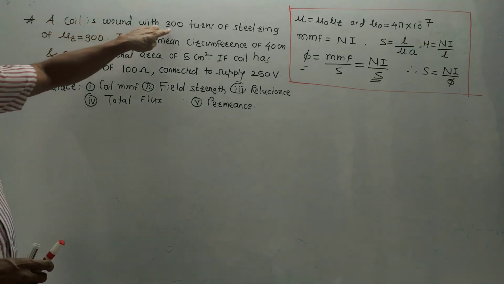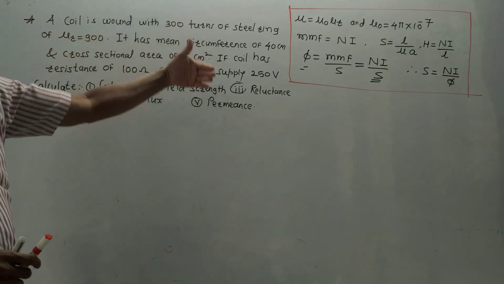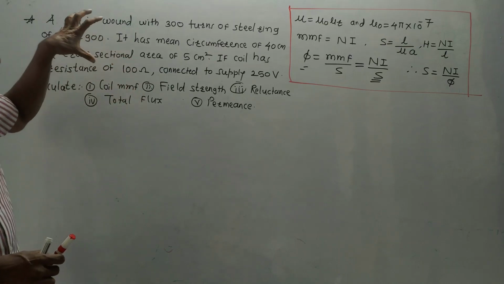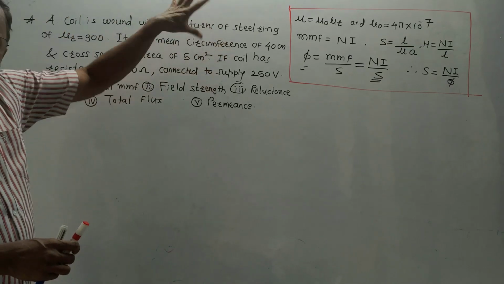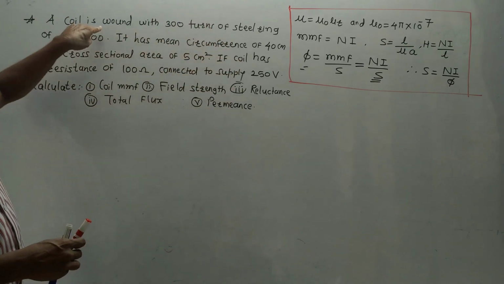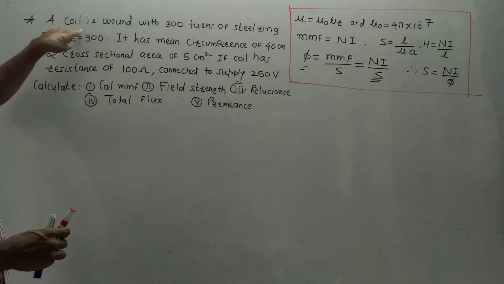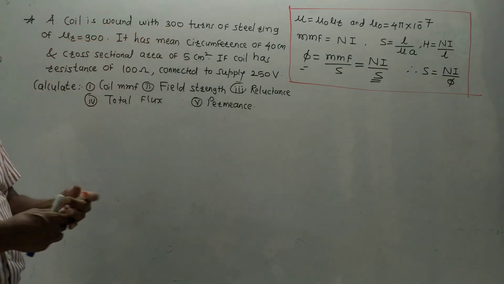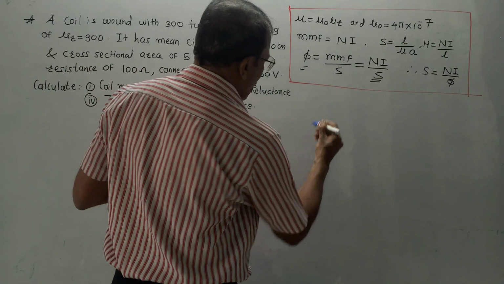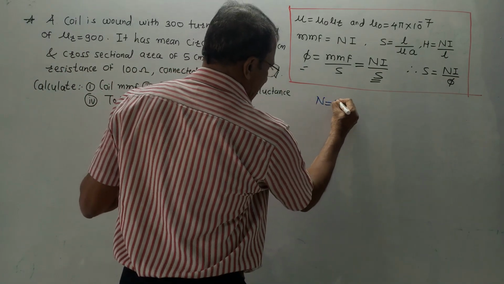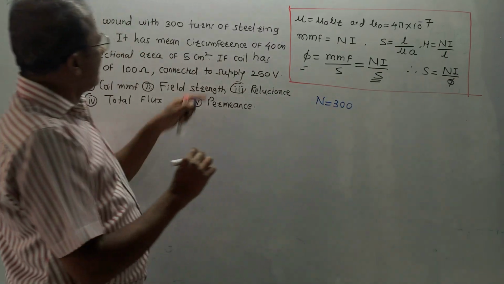Coil is wound with 300 turns. Now do remember the basic things. While reading the numerical itself, go on writing the different notations. For example, how I am reading it, a coil is wound with 300 turns. Number of turns are denoted by N. So given N is equals to 300.